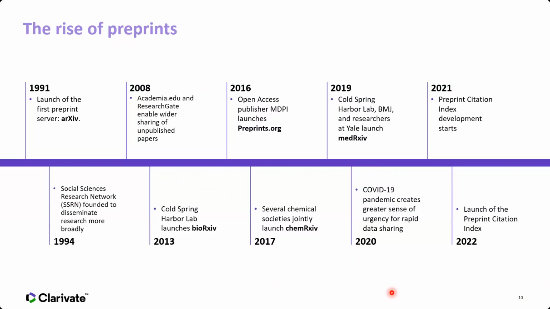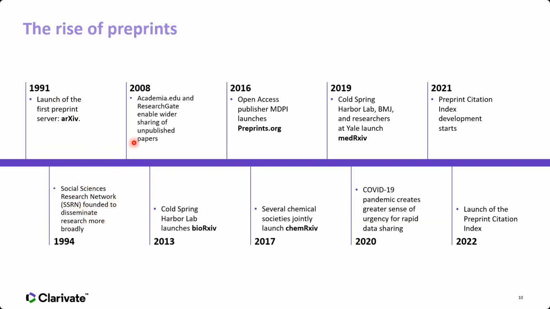Okay, the rise of the preprints. Even though it was much earlier, I think there were also preprints available in the 1960s. But the main preprint server launched was the first preprint server, the arXiv server. Basically, they are more towards publishing content such as physics. This is the first arXiv repository launched in 1991. Subsequently, there are other repositories like SSRN, which was founded to disseminate research more broadly.